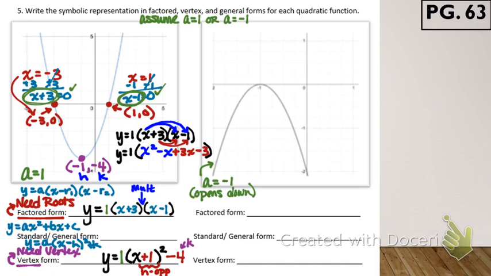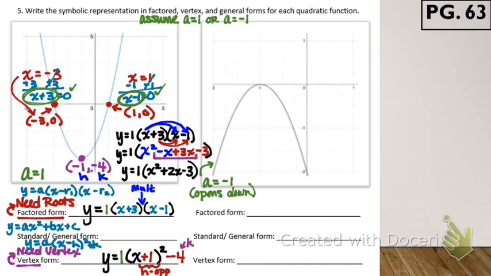Are there any like terms that we can combine together? 3x and the negative x, yes. That's a negative 1x and a positive 3x. What do I get when I combine those together? 2x. So I have x squared plus 2x minus 3.